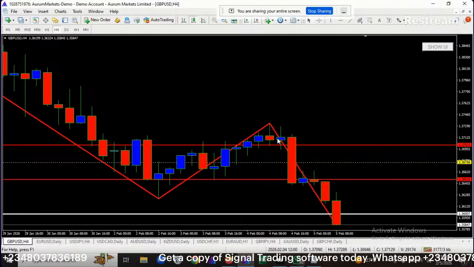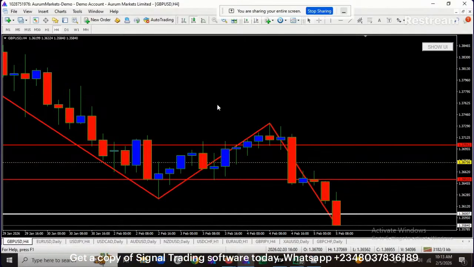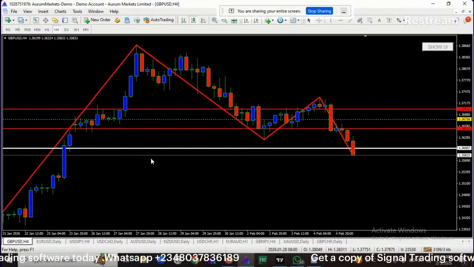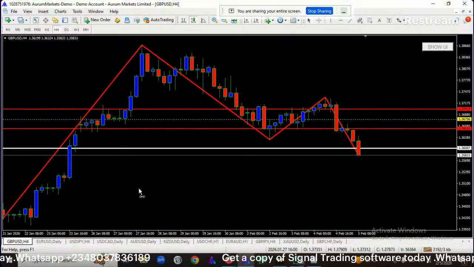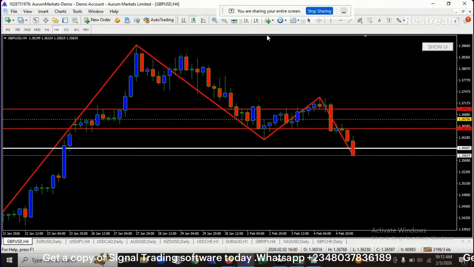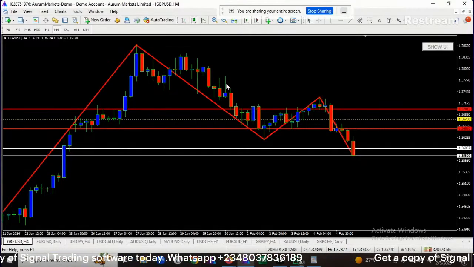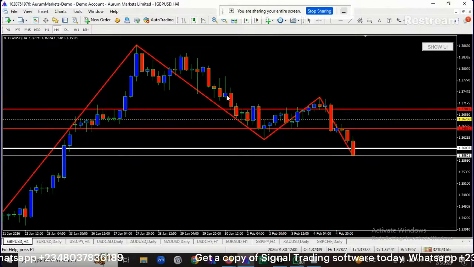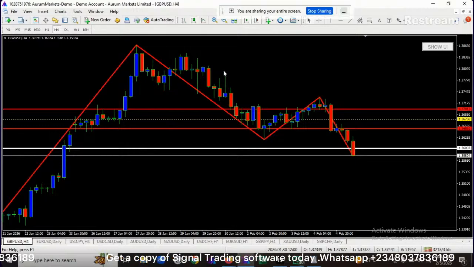Okay, so this is what a shooting star looks like. Let me look for another example of a shooting star and we'll see how the market reacted. So you can see this. This is also a shooting star. You can see this. This is also a shooting star.